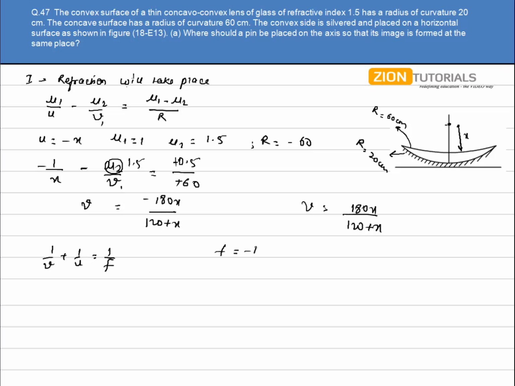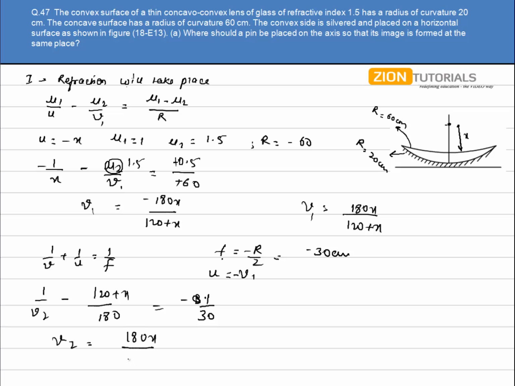Here focal length will be equal to minus r by 2, that is minus 30 cm. u will be equal to v1, with a negative sign of course. So 1 by v2 minus 180x, that will be 120 plus x by 180 with a negative sign, is equal to minus 1 by 30. So the value of v2 comes out to be 180x by 120 minus 17x.